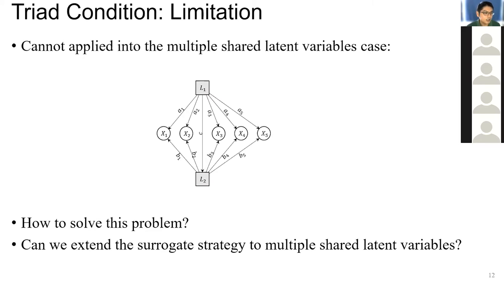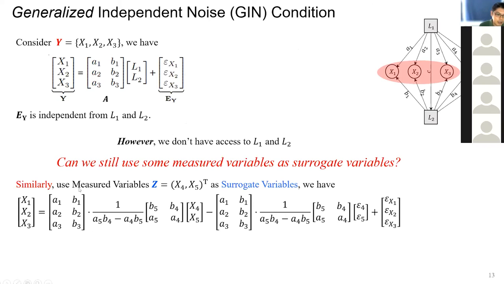Because we found that in this structure, S1 and S3 have two latent parents, L1 and L2. Thus, the following question is, can we further extend the above surrogate strategy to multiple variables? Okay, the answer of course is yes. Let's recall the independent noise condition again in this structure. Consider the variable set X1 and X3 as a vector. We will have the causal function as follows. We can see that the independence between the noise and the latent variables L1 and L2 still holds.